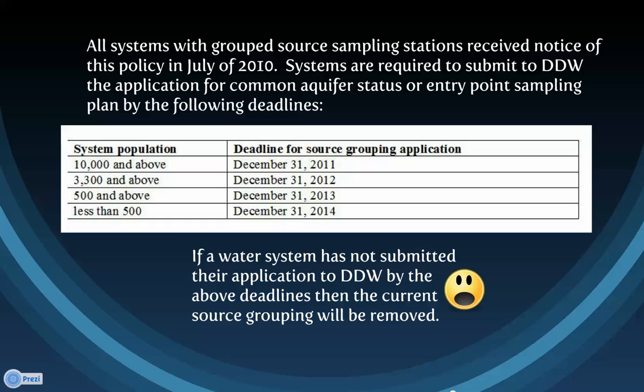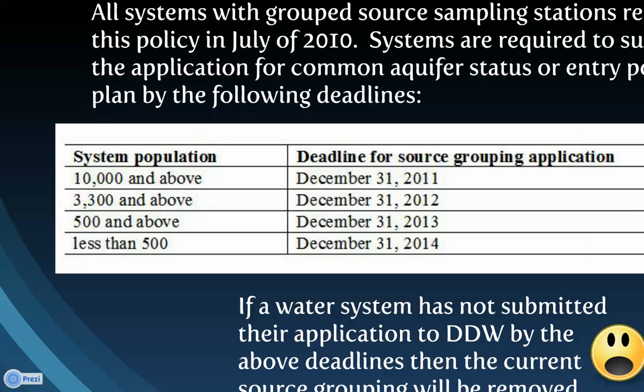So this is something that you really want to pay attention to if your system falls into this. You just check your system population and then check the deadline for the application. Right now we're just at the beginning of 2013. So most water systems serving populations of 500 or more will have to have submitted their group source sampling applications by the end of this year. For systems serving 3,300 and above, the deadline has already passed, and those systems, if they have not submitted the application and received an approval letter, will lose their group source sampling stations.